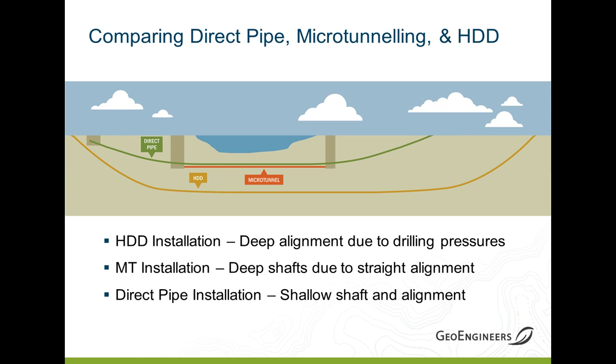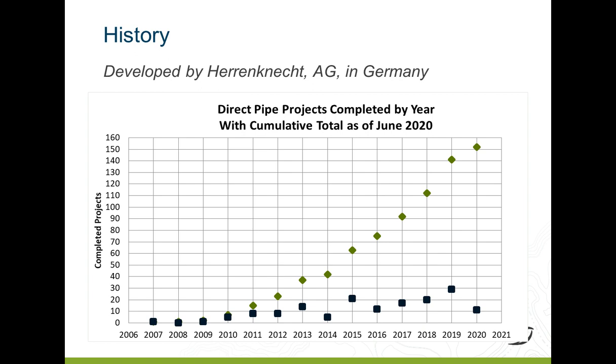So that's HDD. Comparing direct pipe to conventional microtunneling, the red line, direct pipe has the ability to launch and exit at or near the ground surface, eliminating the need for deep shafts shown on the microtunneling profile. The microtunnel would also typically be installed joint by joint cartridge style, as opposed to having the ability to have long prefabricated pipe strings with direct pipe.